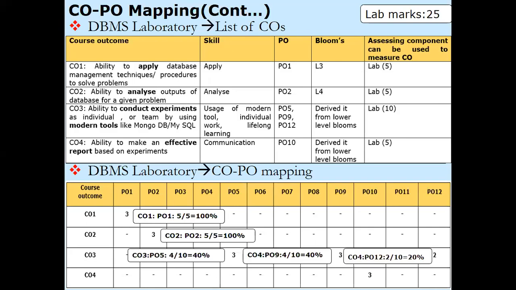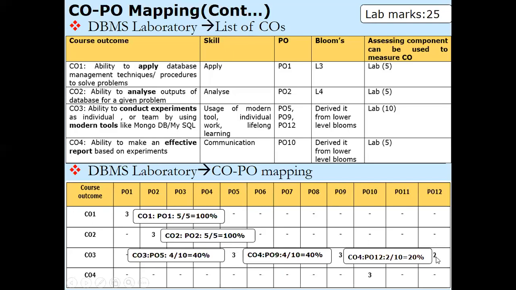It is mapped with PO5, PO9, PO10. In the sense, PO5 means using modern tools when conducting programs, and working in a team using the latest technology. It's allocated 10 marks. So for all 3 POs, for PO5, it's allocated 4 marks. 4 divided by 10 is 40%. So the level is 3. Another one is PO9, also we allocated 4 marks. 4 divided by 10 is 40%. Level is also 3. Then with respect to PO12, we allocated 2. 2 divided by 10, the percentage is 20, so level 2.